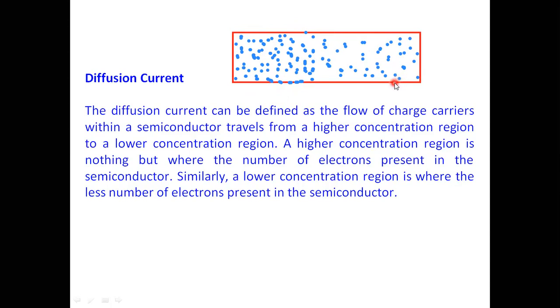Without any need to apply external energy, charge carriers move from the high concentration area to the low concentration area, and the current that results from this movement is what I call diffusion current. So the current obtained due to diffusion of charge carriers from high concentration area to low concentration area without any external energy applied is called diffusion current.